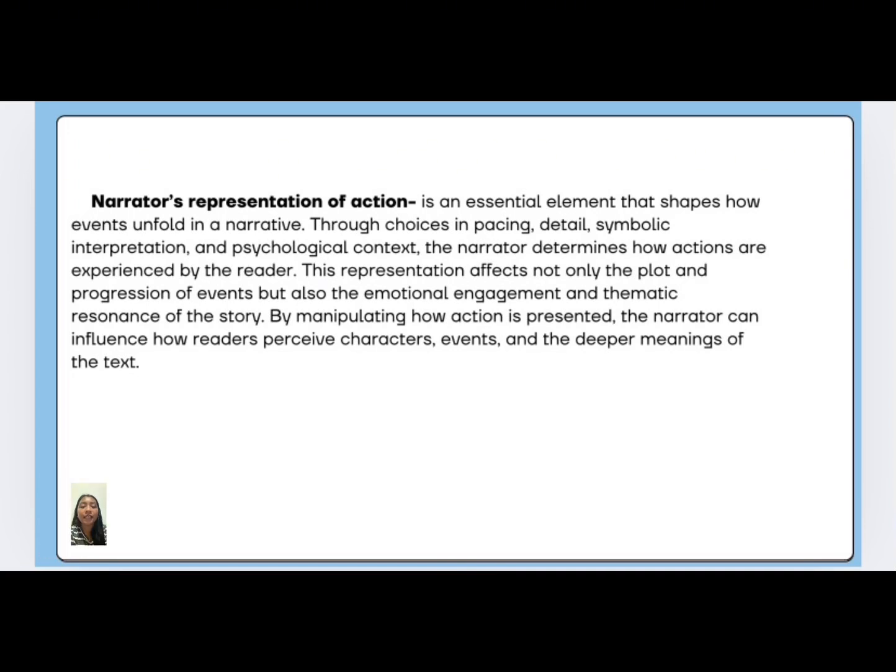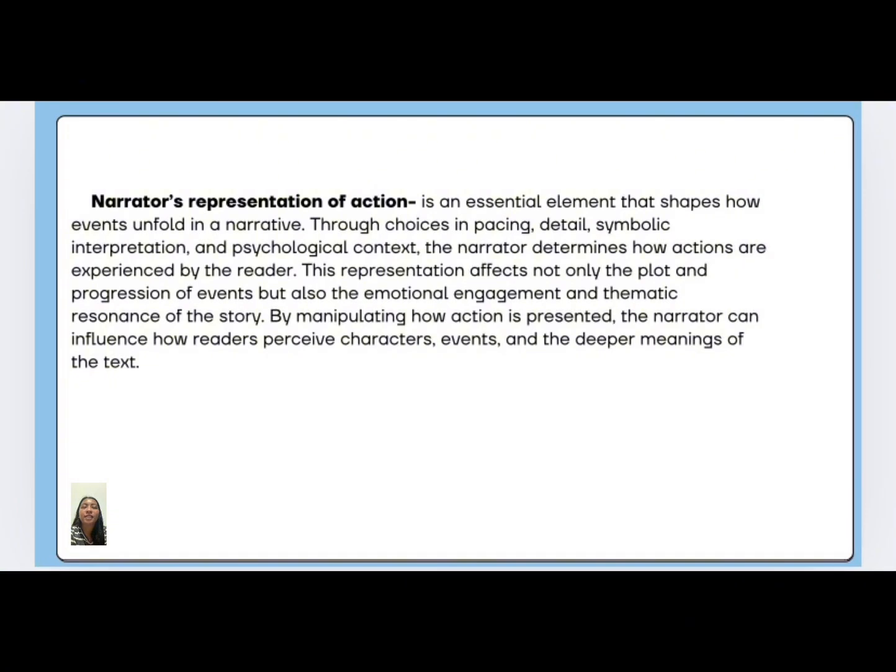So the last technique, the narrator's representation of action, refers to how the narrator describes and presents the physical events and behaviors that take place in the story. This element is fundamental because it shapes not only the plot and the sequence of events, but also how readers experience those events and how they interpret the emotions, motivations, and psychological states of the characters involved.